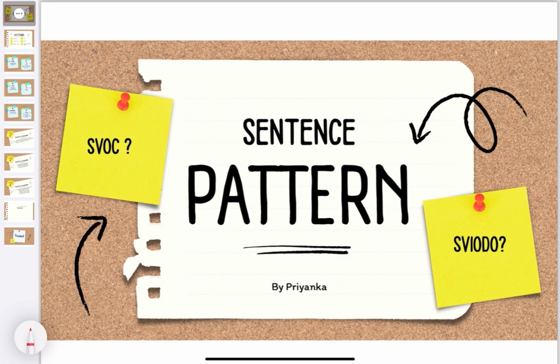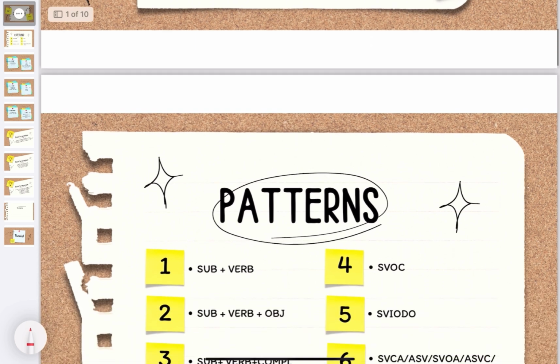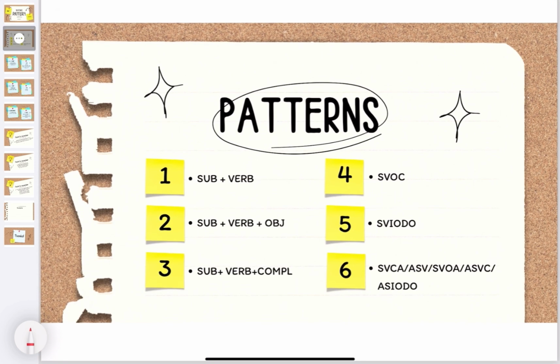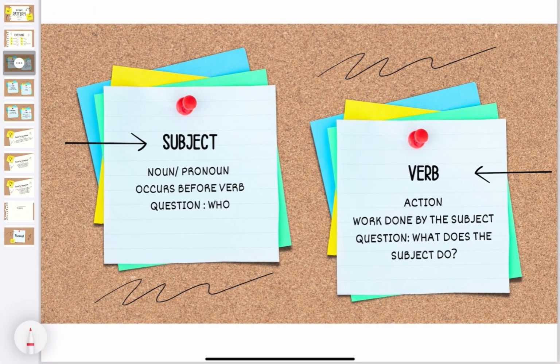So, what is a sentence? A sentence is a group of words which give complete meaning or a complete sense. So, that is what is called a sentence. What are the sentence patterns that we all know? I'm sure that you would have studied in your school: subject verb, subject verb object, subject verb complement, SVOC, IODO. So let us talk about all these patterns in detail in today's session. It is just a brush up of whatever you already know.